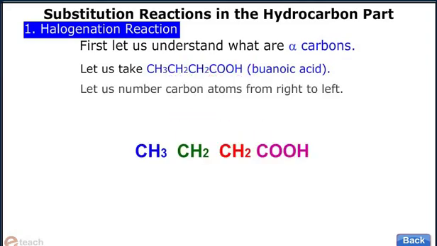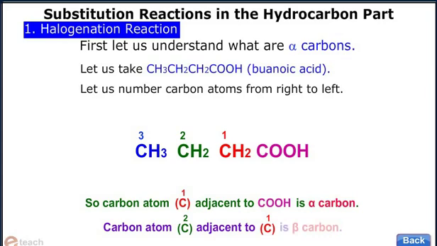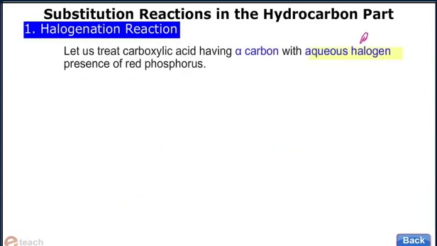Let us number carbon atoms from right to left. That is CH3CH2CH2COOH. So the carbon atom adjacent to the COOH group is the alpha carbon, and the carbon atom at the next position is beta carbon. Let us treat a carboxylic acid having alpha carbon with halogen in presence of red phosphorus.